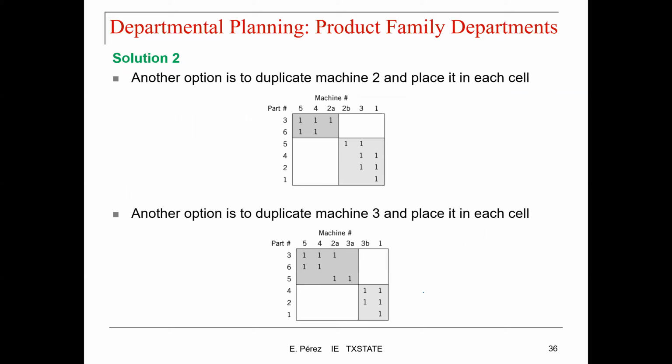Another option is to duplicate machine 2 and place it in each cell. So in this case, you will have two machines of type 2, which is what we are illustrating here by 2A and 2B. So in that case, by duplicating the same machine, you have one of them in one cell and the other one in the other cell.